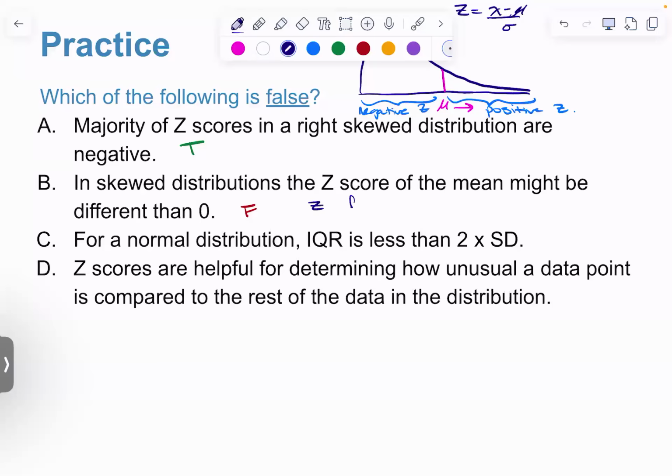I'll clarify: Z for the mean is always 0 by definition. Z by definition is the number of standard deviations away from the mean.